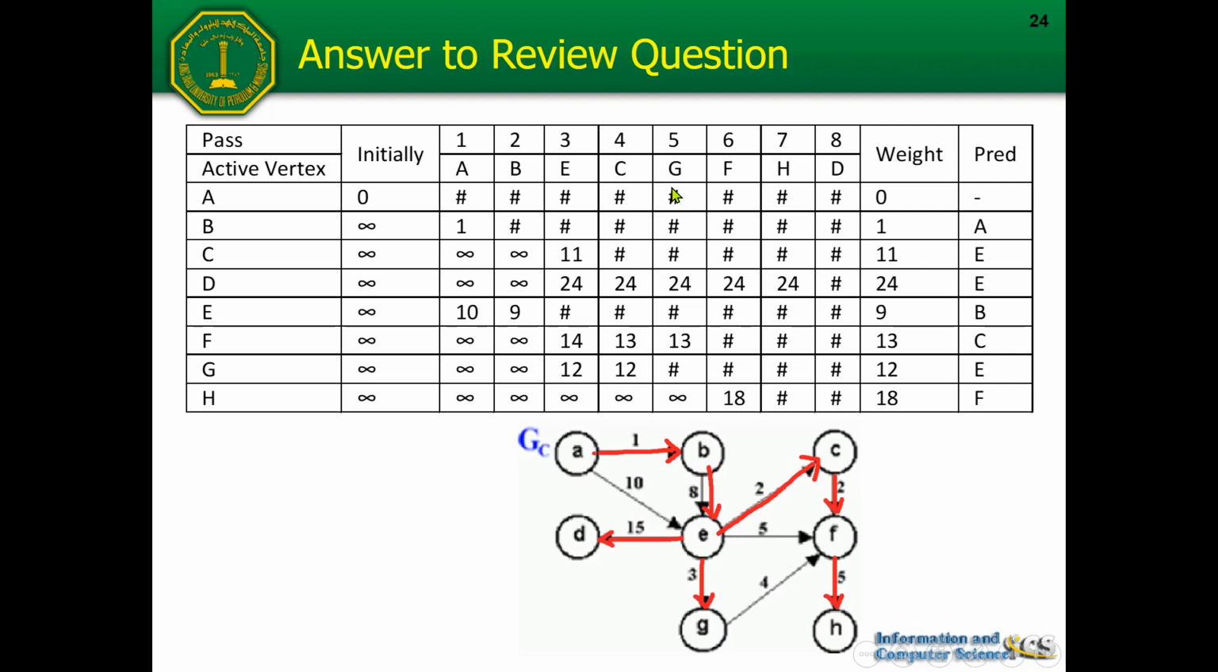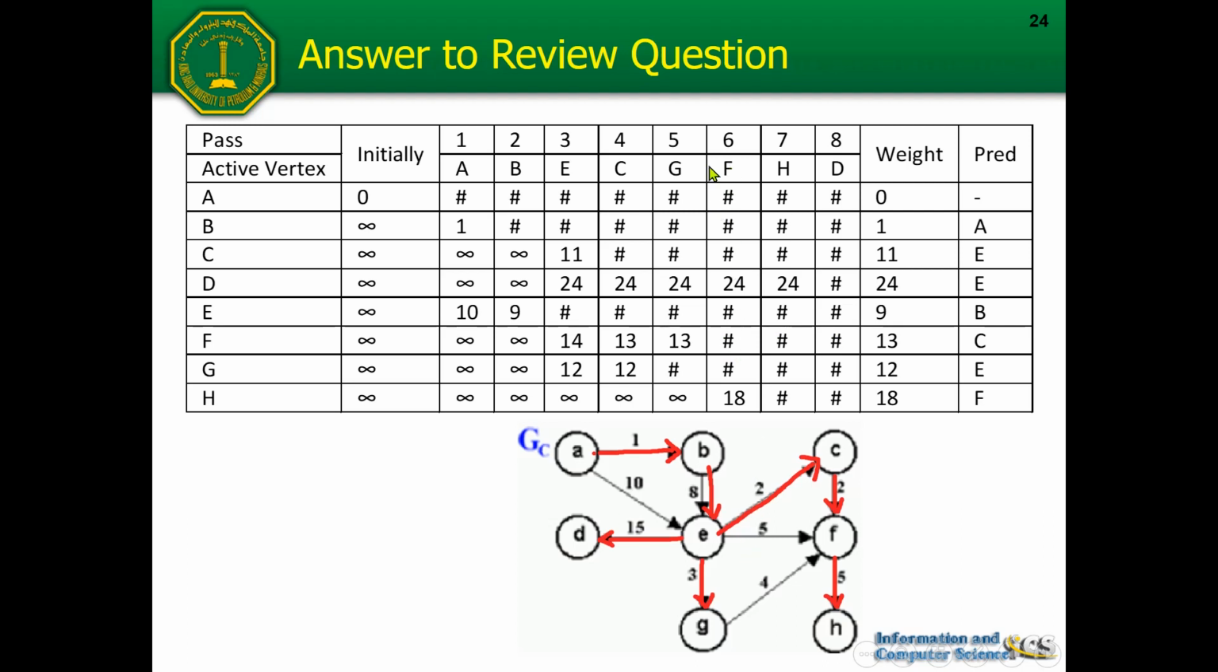Okay, now to determine the next active vertex, we pick the minimum value in this column. That will be 13. 13 corresponds to F. That's why the next active vertex will be F. That means we can put the hashtag over here until the last one, okay?